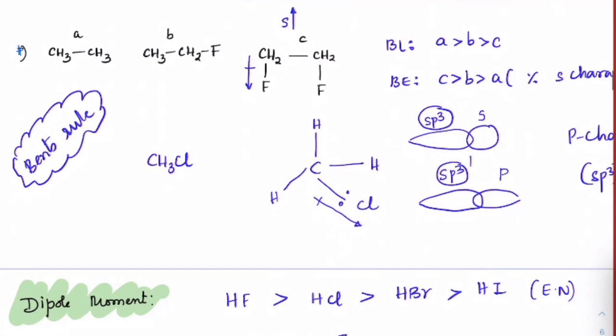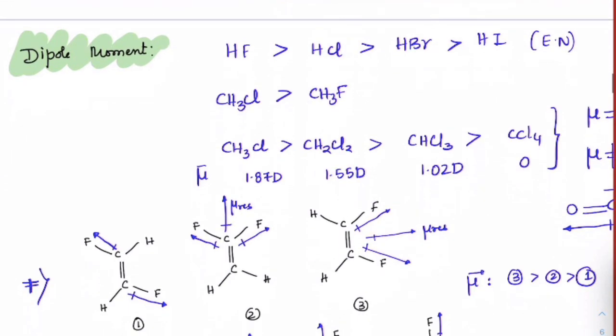The next fundamental we learned was Bent's rule, where if you have a strongly electronegative element pulling the electrons, the p character drains into it and the other bonds will start developing s character. So if s character increases, bond length decreases and bond energy increases. You can see here bond energy has increased because the s character has increased. This is the other fundamental we learned.